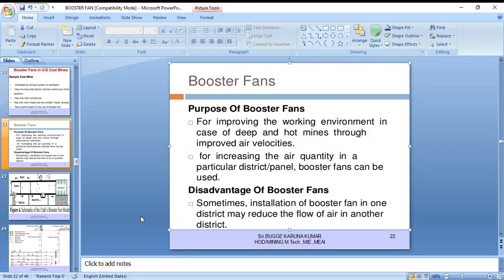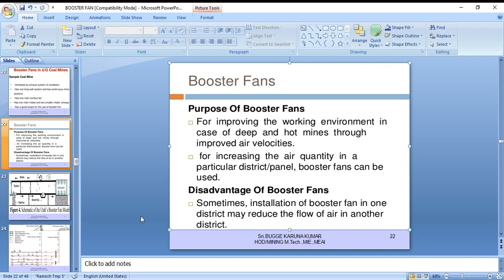The purpose of booster fans is improving the working environment in the case of deep and hot mines through improved air velocity, and increasing the air quantity in a particular district or panel. Booster fans can be used for increasing the air quantity in a particular district panel.